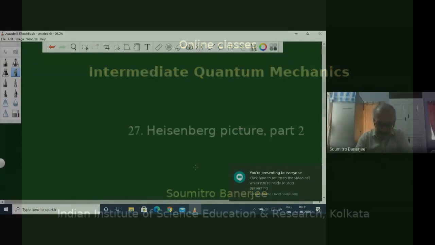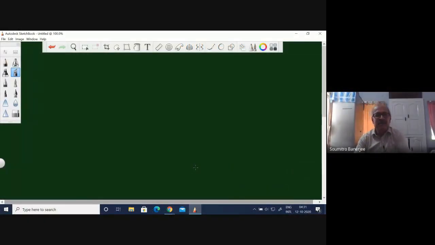Today, the last day, we were learning about the Heisenberg picture as opposed to the Schrödinger picture. The difference was, in the Schrödinger picture, we had psi depends on time, and mostly the operators do not. And if the operators do not, the basis vectors also do not.